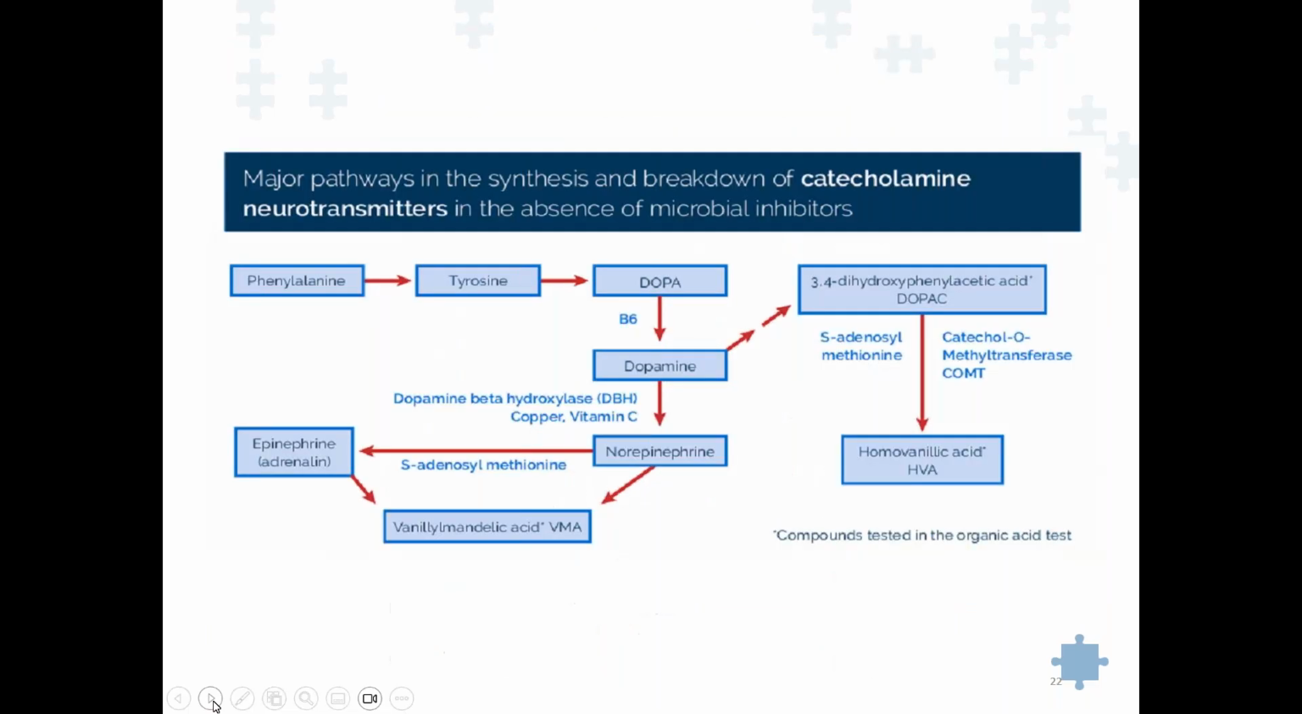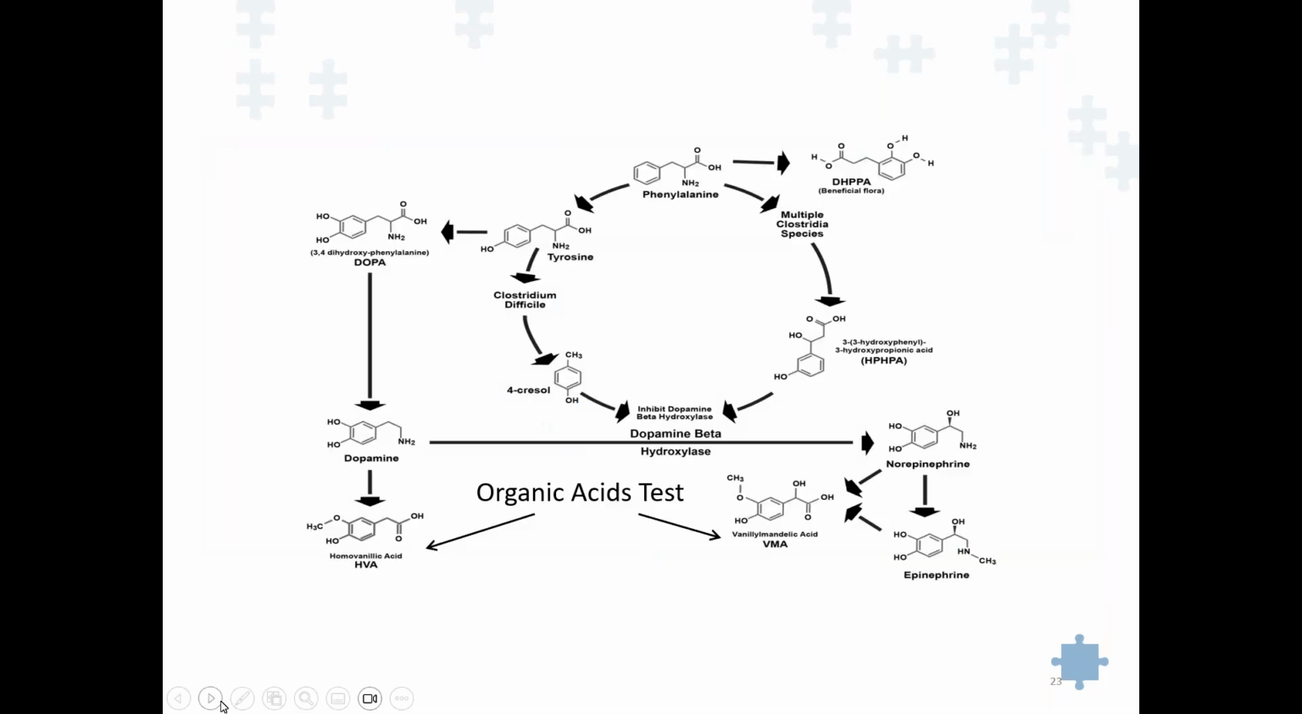I actually like this chart too. This is on the old format of the OAT. So right here is our dopamine beta hydroxylase, which converts dopamine to norepinephrine. That gets interfered with by the presence of those Clostridium markers. And when that happens, if it happens long enough, we can start to see an increase of dopamine that is reflected on the organic acid test as an elevation of DOPAC and many times an elevation of homovanillic acid.